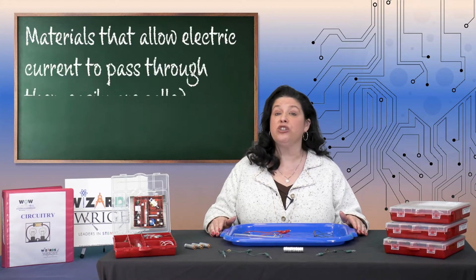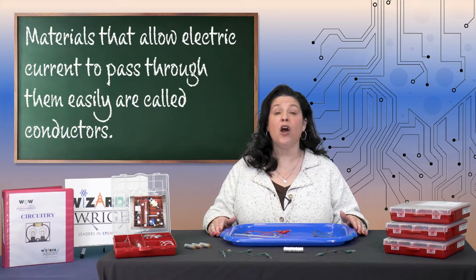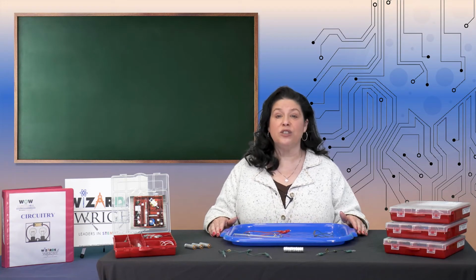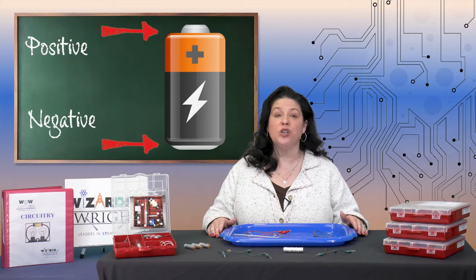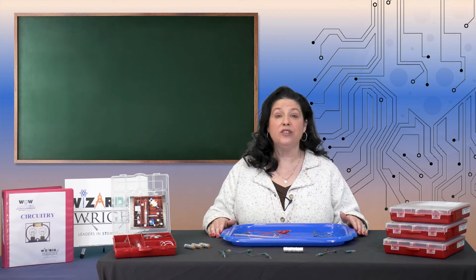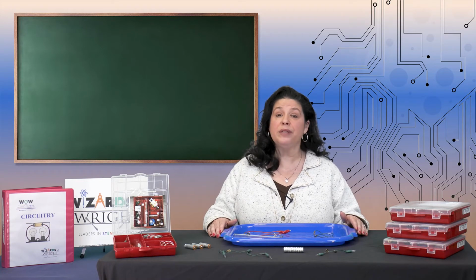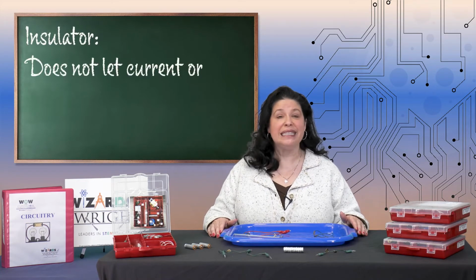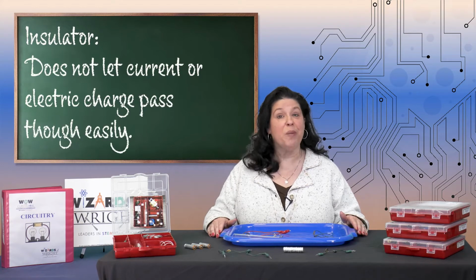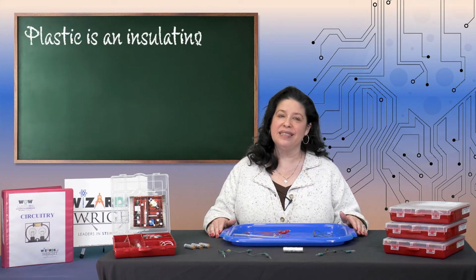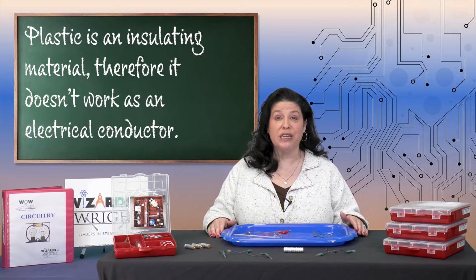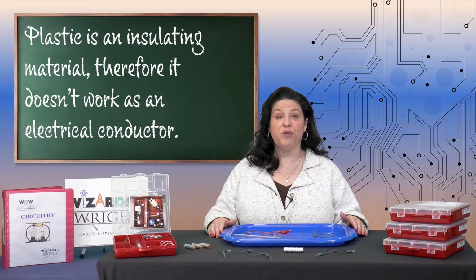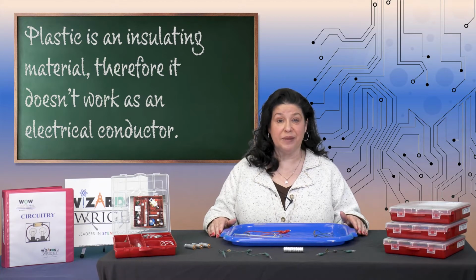Materials that allow electric current to pass through them easily are called conductors. The conductors are used to link the positive and negative ends of a battery, and this creates a circuit. Conductors allow a current or electric charge to pass through easily. The opposite of that is an insulator. It doesn't let a current or electric charge pass through easily. Plastic is an insulating material, therefore it doesn't work as an electrical conductor. It stops electricity from flowing to places where it is not needed.